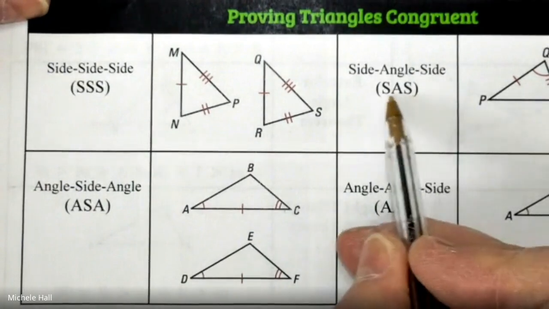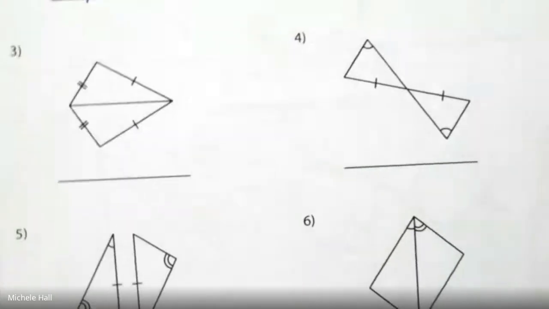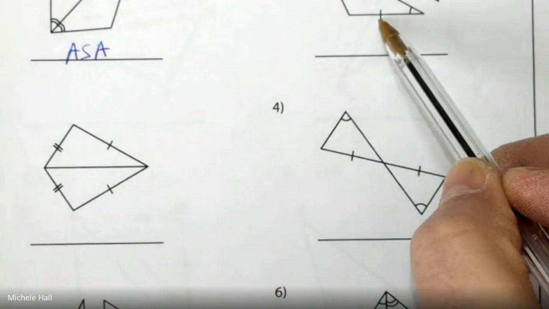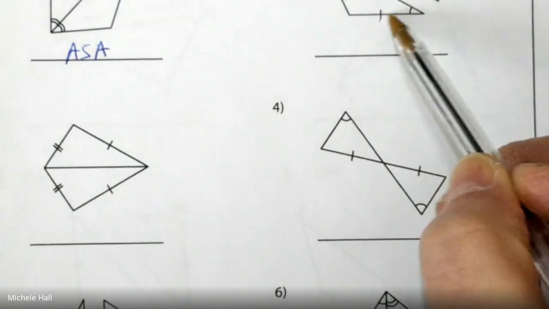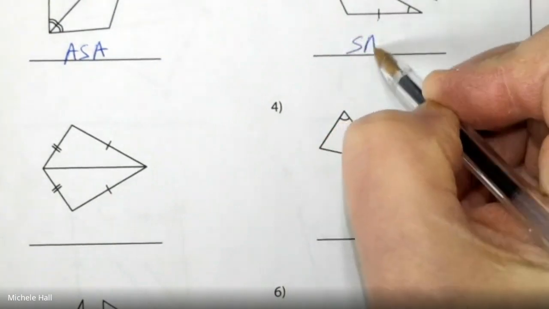So this one has 2 sides and an angle. Now I'm just going to check to make sure. Ready? Side to the angle to the side. Side, angle, side. I agree.